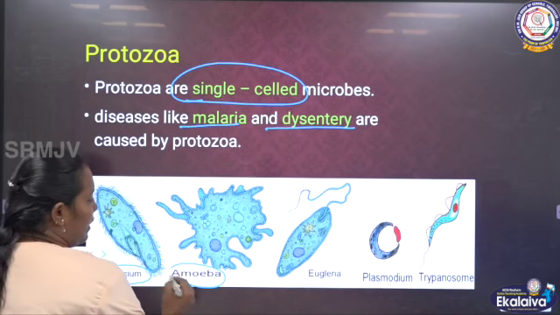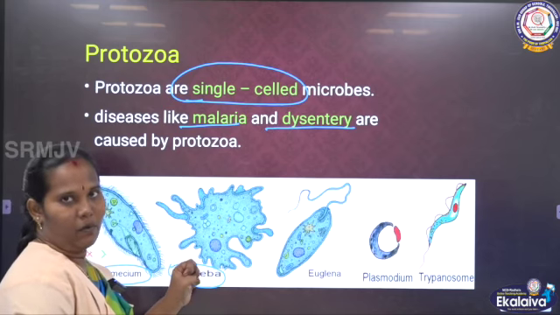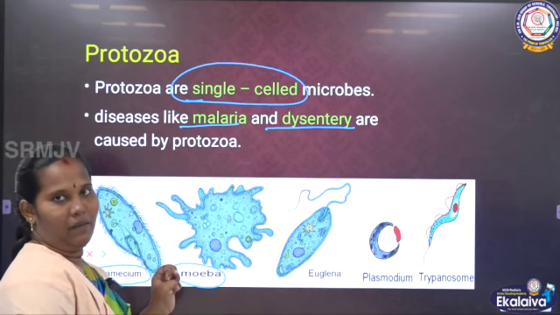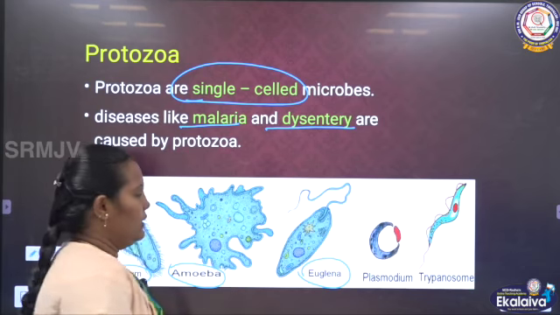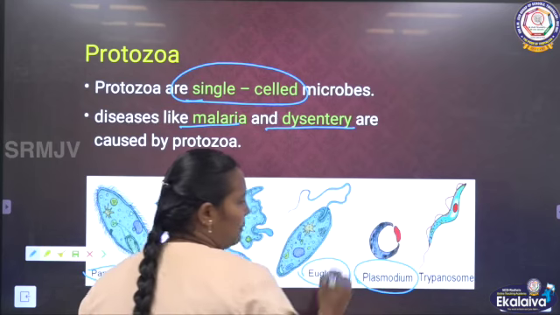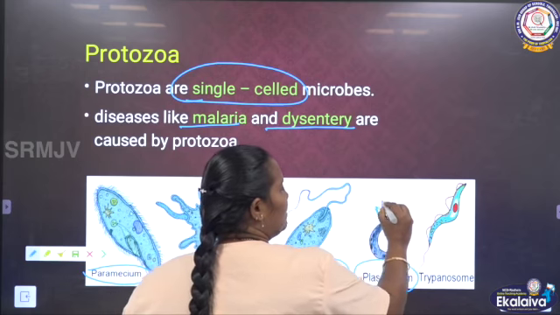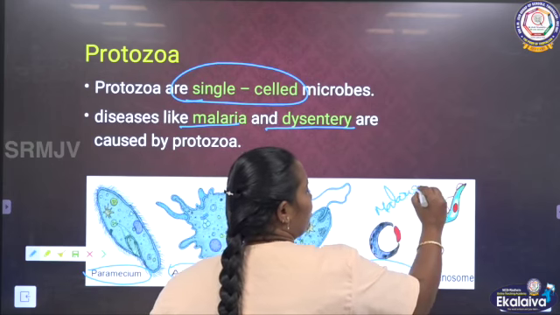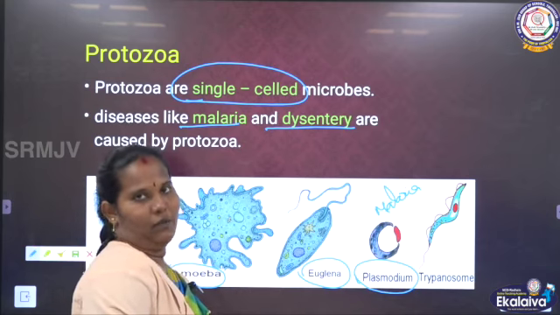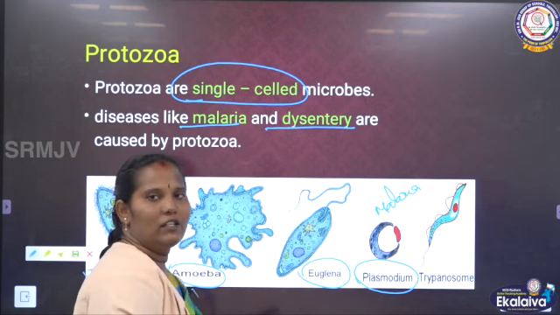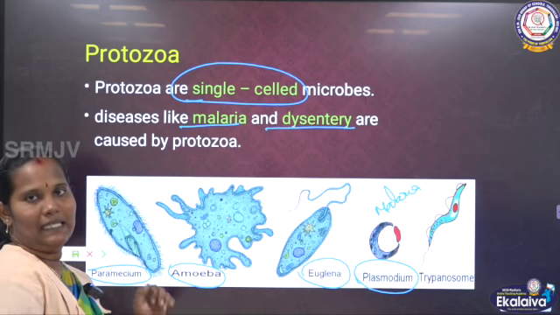Next is Amoeba, and the special thing about Amoeba is that it has no definite shape. It has an irregular shape. Next is Euglena, also one of the protozoa. Then the next one is Plasmodium, a protozoan that causes the disease malaria. It is transferred through mosquitoes. And then Trypanosoma is also a protozoan. These are all examples of single-celled protozoa.